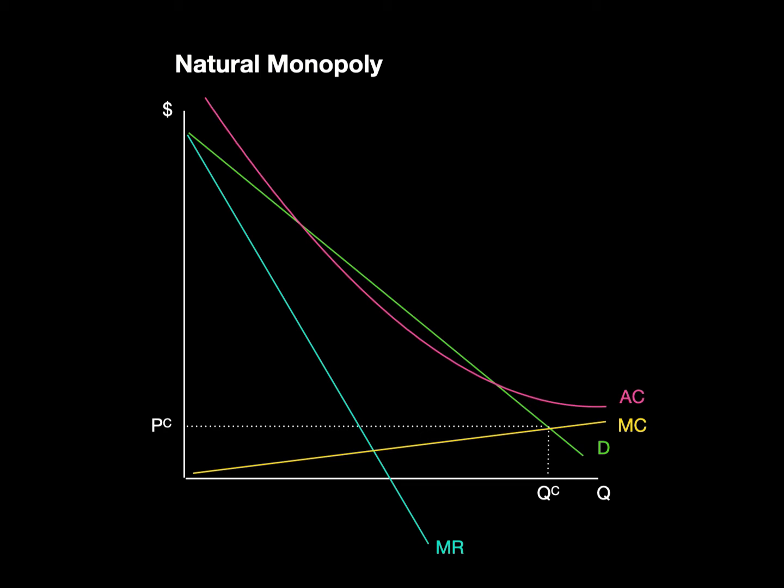A more sustainable choice is to require the monopolist to set price equal to average cost, so that its long-run economic profit will be zero. This is P fair in the diagram. At this price, the monopolist is doing just as well as its next best alternative. It is earning a normal rate of return.